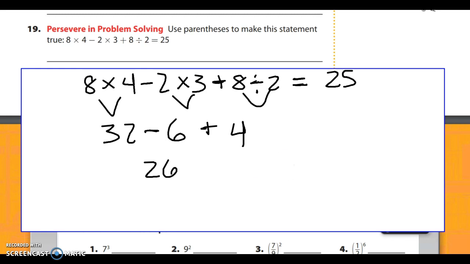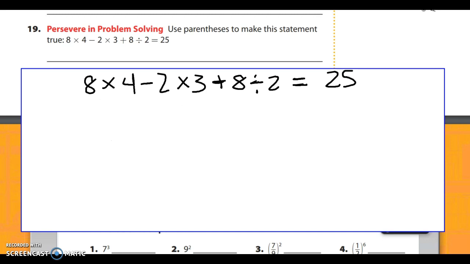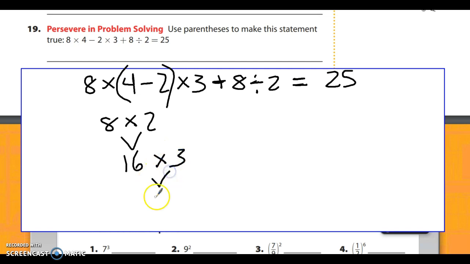So how do I make 25? Well, I have to not do that correct order of operations. Instead, what I have to do is put parentheses somewhere and start somewhere else. For example, what if I just started right here? Let me check this. If I start right here, I do 4 minus 2 first. 4 minus 2 is 2. 2 times 8 is 16. And then I have times 3. 16 times 3 is 48. And then I have this plus sign. And then I have 8 divided by 2 is 4. 48 plus 4 is 52. Then that's definitely not it.